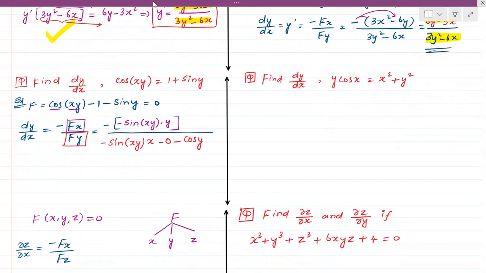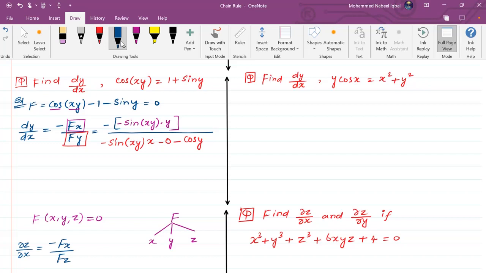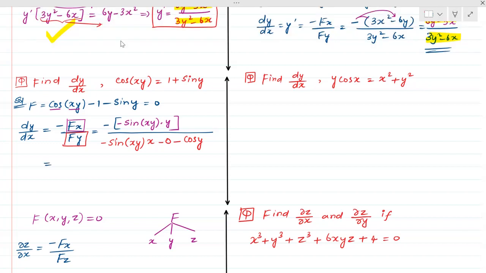Whereas in the partial derivative, there is no y prime concept, right? So you have to write only the derivative. Now multiply, you will get what? Minus into minus, plus y sine xy over here. If you multiply, you get minus sine xy into x minus cosine y. So this is a very simple answer. You will get it using the formula.